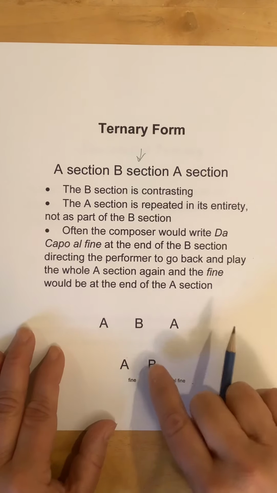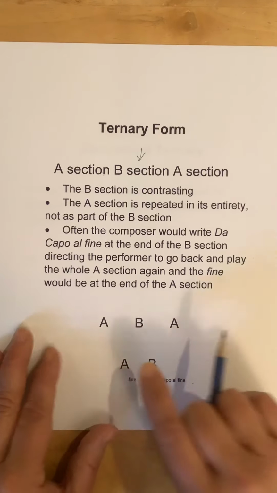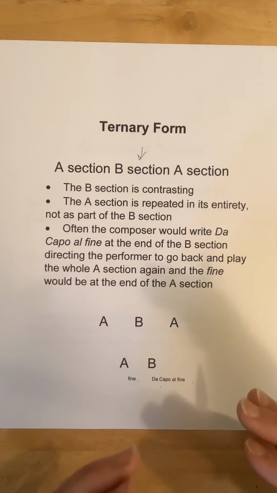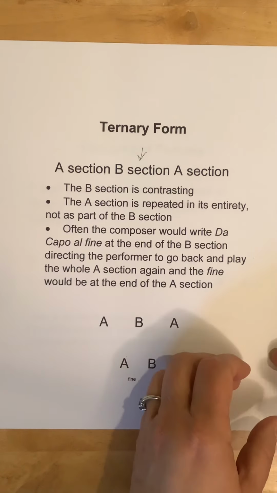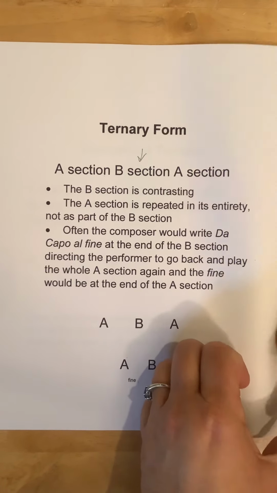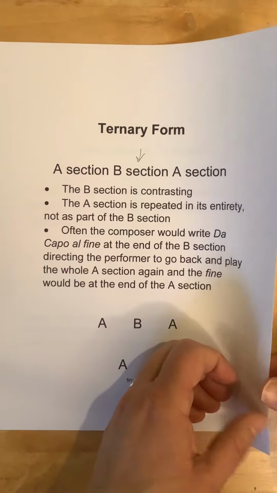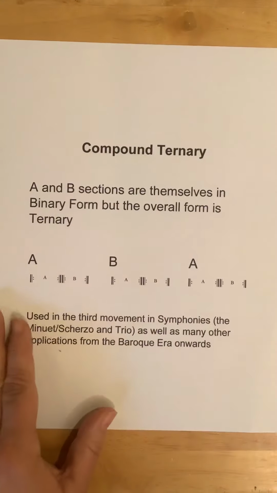So it's still A, B, A. Full A section, full B section, full A section. A is not combined with B and repeated. It's a full A section. That's ternary form. Now, the next one is compound ternary.